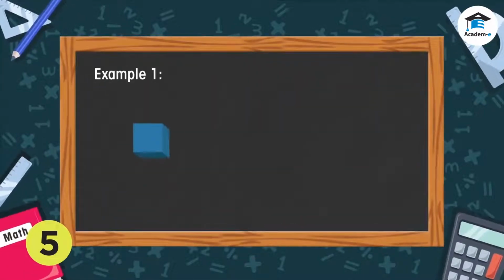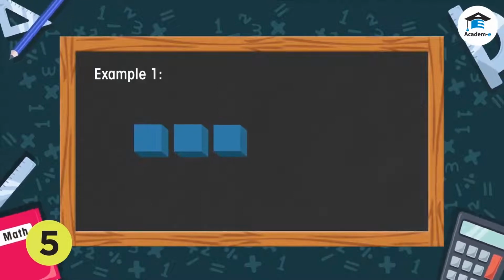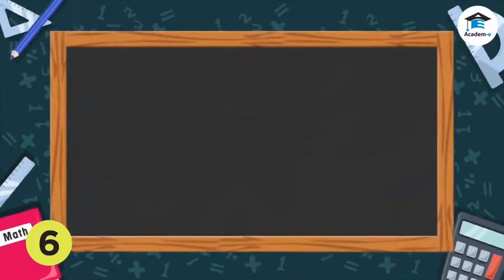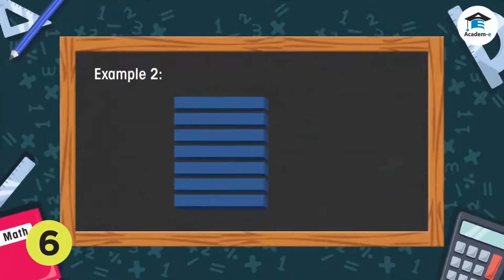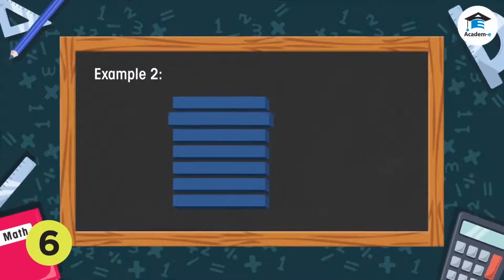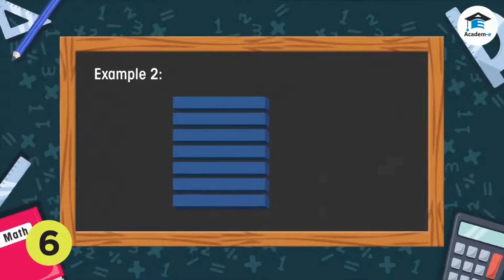Let's see some examples of how numbers are represented using these blocks. These 5 cubes represent the number 5. These are 7 longs. Remember, each long represents 10. Let's count by tens. 10, 20, 30, 40, 50, 60, 70. These 7 longs represent the number 70.